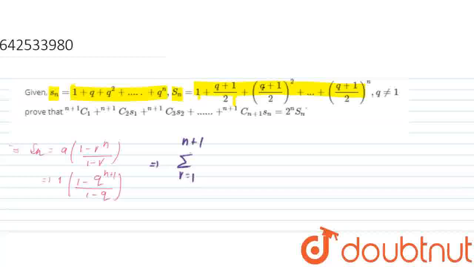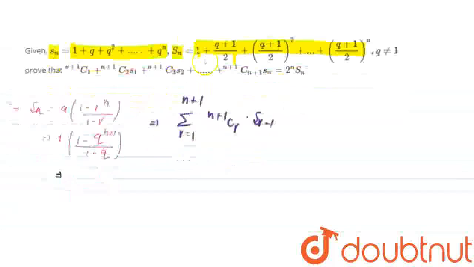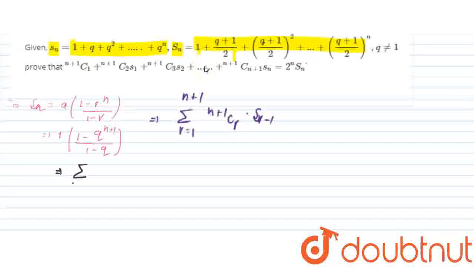Now you can observe n plus 1 c1, n plus 1 c2, like this. So I can write n plus 1 c r into s of r minus 1, because it is not starting from the first term, it is starting from the second term, so I can reduce one term from here itself. Okay, now we will solve this summation part. If I want to solve it, the summation part is the summation of r equals 1 to n plus 1 of n plus 1 c r.